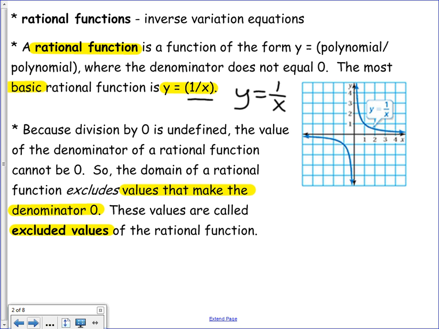Since division by 0 is undefined, we would get an error message on our calculator, so the value of the denominator of a rational function can't be 0. The domain of a rational function excludes any values that make the denominator 0. These values are aptly named the excluded values of the rational function.